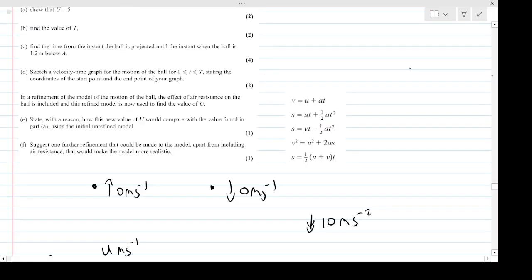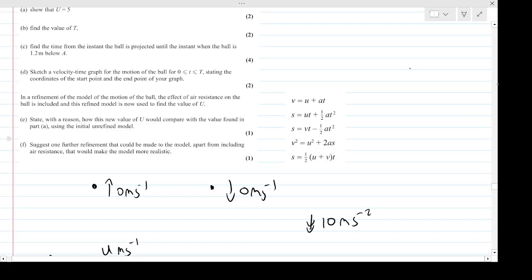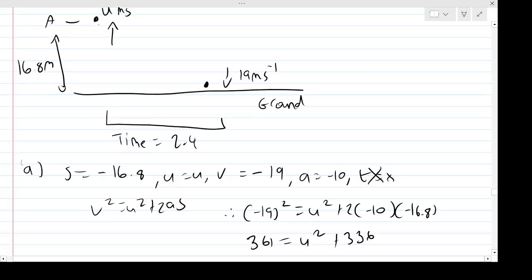Then it says for part C, find the time from the instant the ball is projected until the instant when the ball is 1.2 meters below A. So now they've specified we want to end up 1.2 meters below. So if I now add that onto my diagram, well, A is 16.8 meters above the ground. So if we want to be 1.2 meters below A, that's going to look something like this, right?